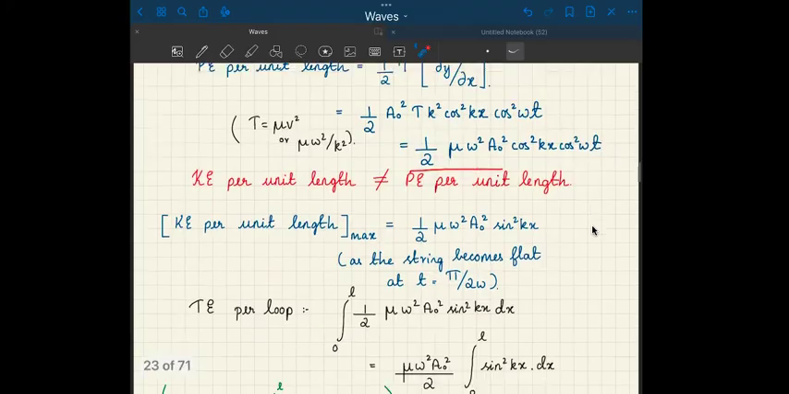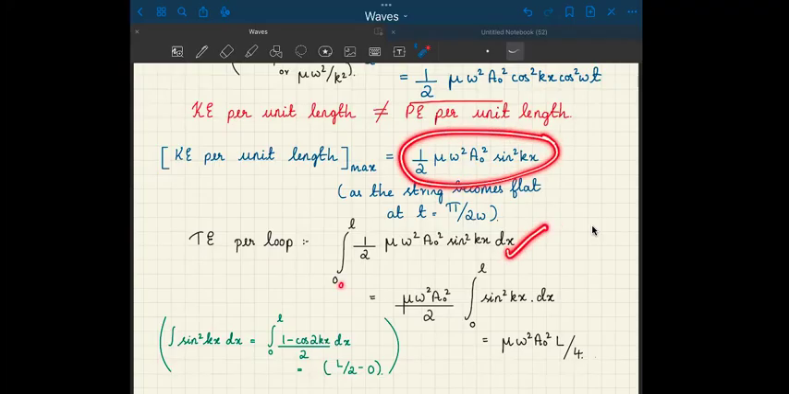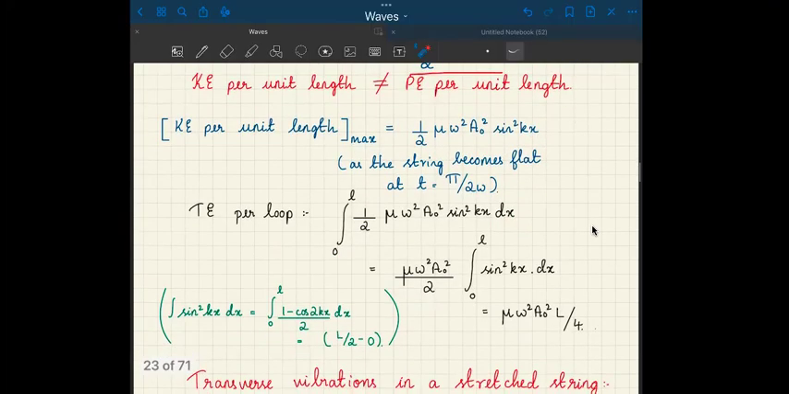Now, total energy per loop is what I wish to find. Very simple. Can I ask you one question? Within the loop, when the velocities are maximum, what is the total energy of the string within that loop? In which form? Kinetic. So therefore, I know kinetic energy per unit length. So for one loop, I am taking here. Will you allow me this? So that I have done. Here, this part into dx between 0 to L. So mu omega square a naught square by 2 sin square kx dx.